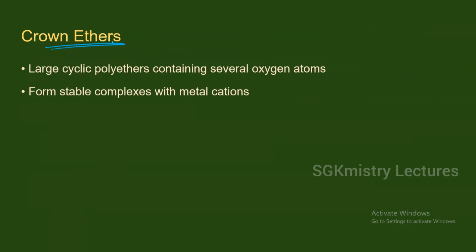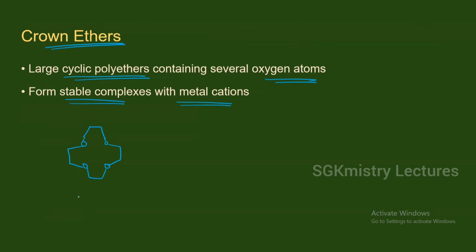So these are large ring compounds. They are large cyclic polyethers which contain several oxygen atoms. And here they form stable complexes with the metal cations. So let us look into certain examples. So now suppose we have 4 oxygen atoms. These are joined together like this.